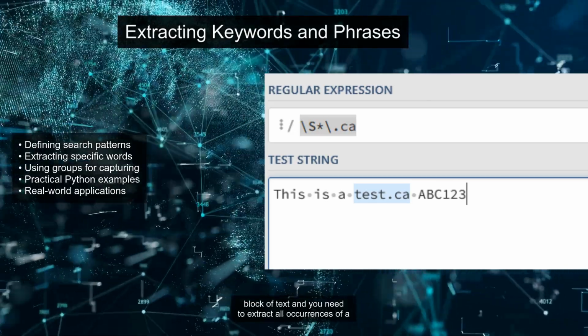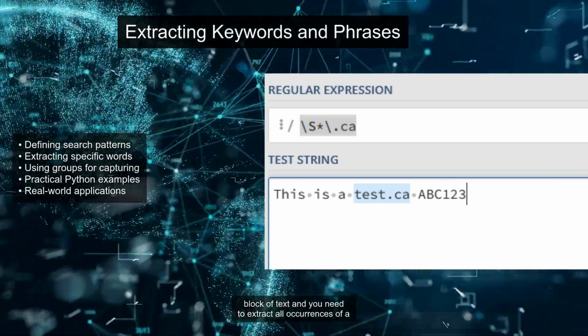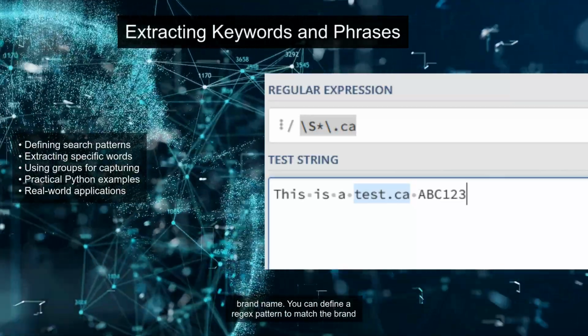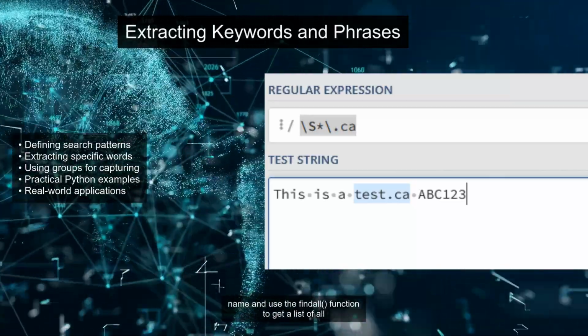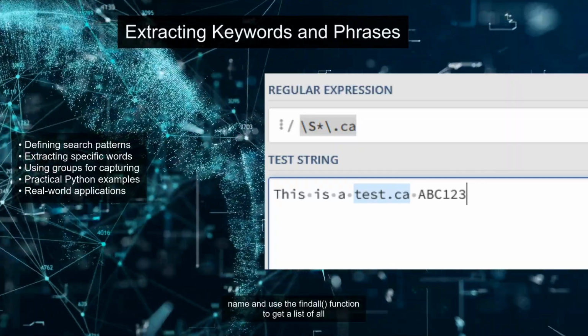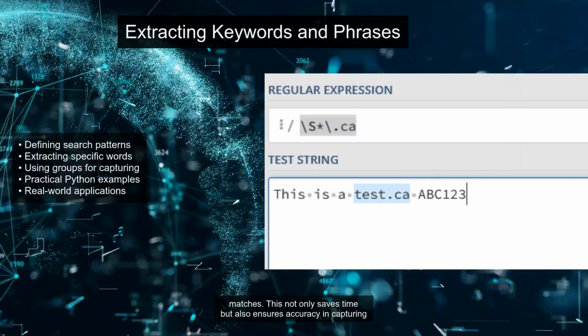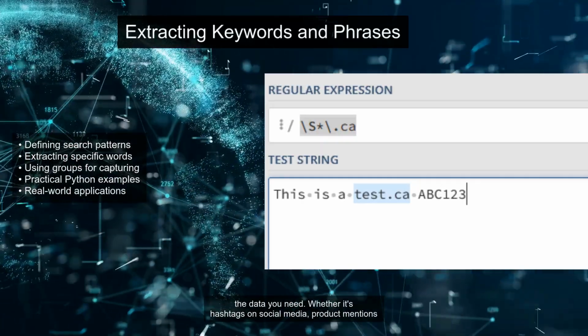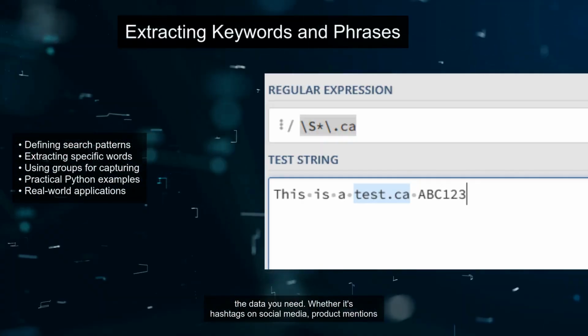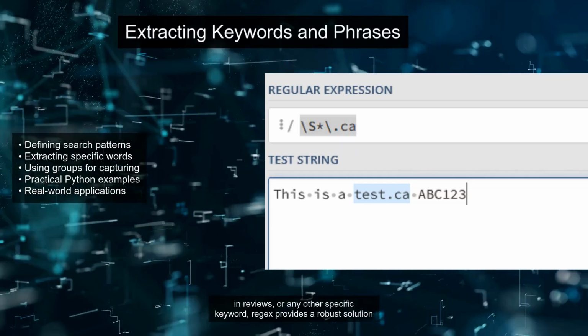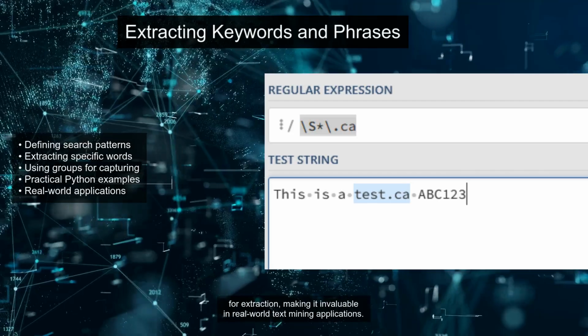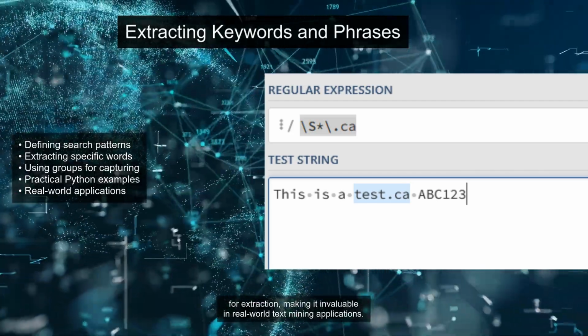Let's say you have a block of text and you need to extract all occurrences of a brand name. You can define a regex pattern to match the brand name and use the findall function to get a list of all matches. This not only saves time but also ensures accuracy in capturing the data you need. Whether it's hashtags on social media, product mentions in reviews, or any other specific keyword, regex provides a robust solution for extraction, making it invaluable in real-world text mining applications.